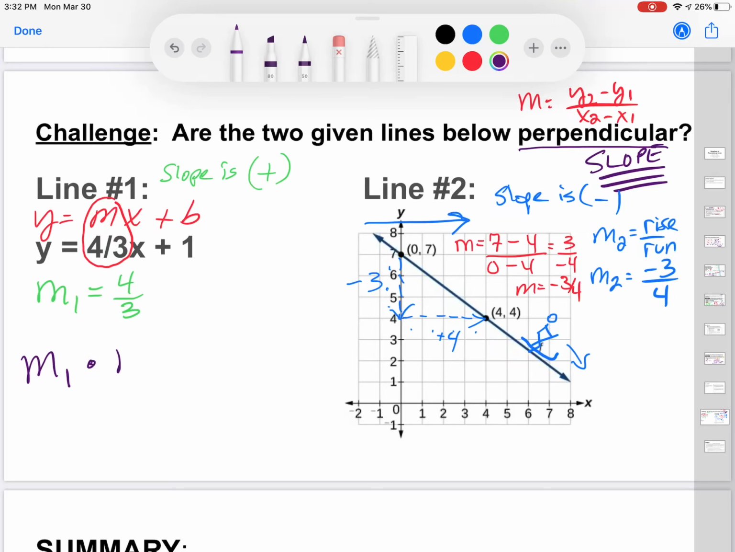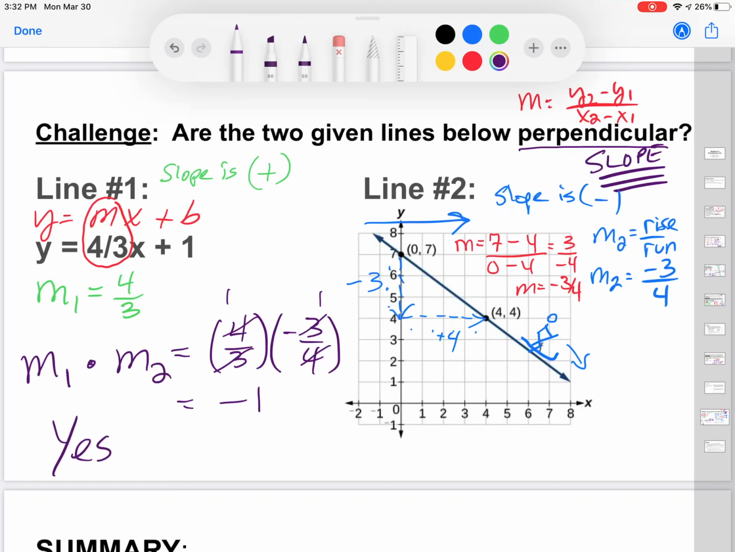To finish out the problem, we want to take the 2 slopes and take the product. And we want to know, do these equal negative 1? If they do, we have perpendicular lines. So slope number 1 is positive 4/3. Slope number 2 is negative 3/4. And again, I can say my 3's cancel each other, my 4's cancel each other, and I get 1 times negative 1 is indeed negative 1. So I can say, yes, these are perpendicular lines.